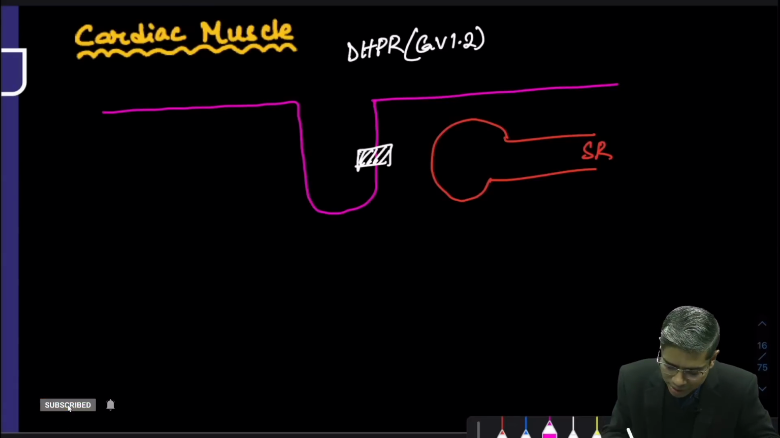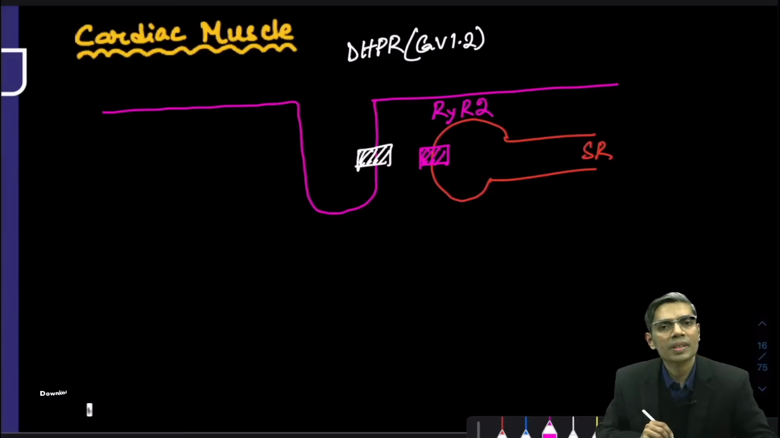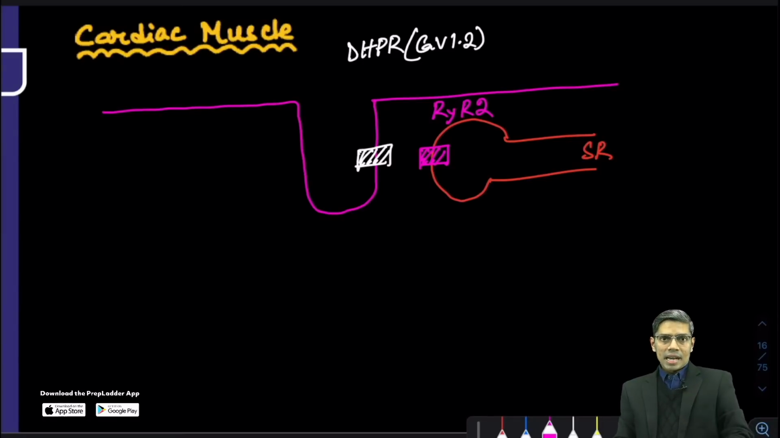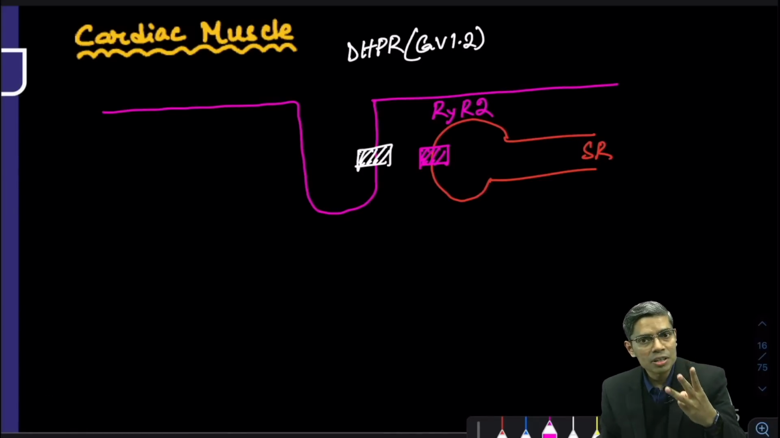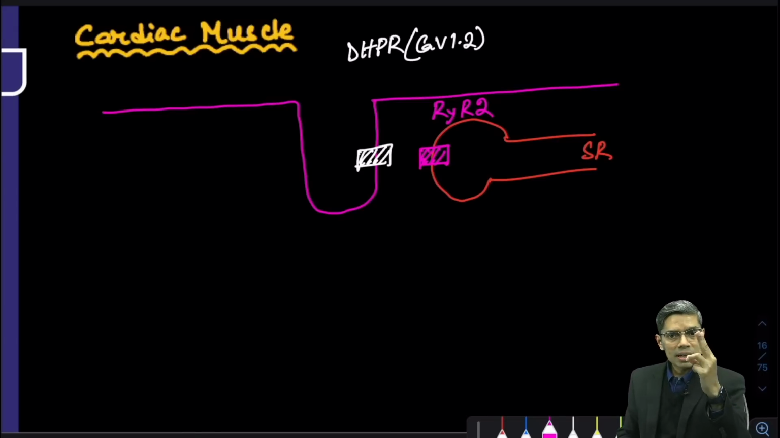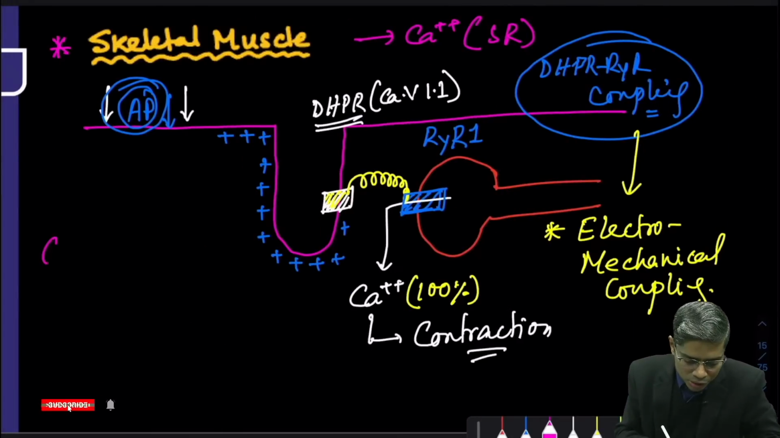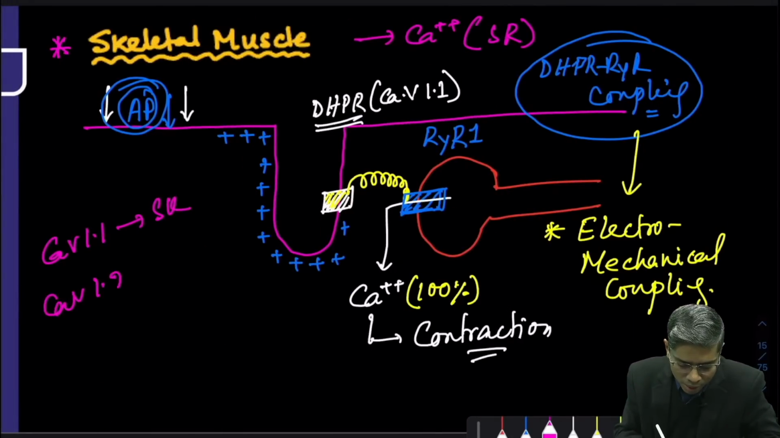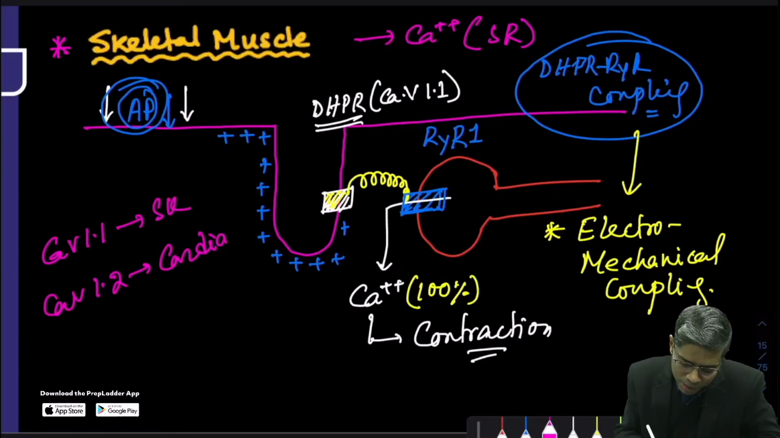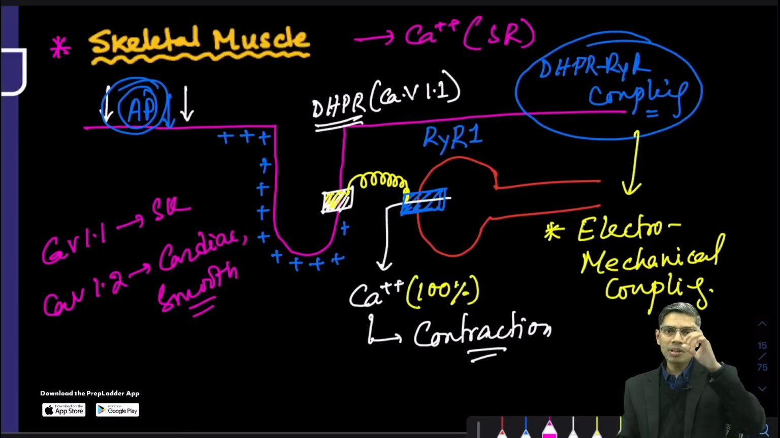And the RYR channel present on the sarcoplasmic reticulum is also different; this is RYR type 2. The ryanodine receptor is type 1 in skeletal muscle, type 2 in cardiac muscle, and type 3 in smooth muscle. There are 3 varieties of ryanodine receptor. So skeletal muscle 1, cardiac muscle 2, smooth muscle 3. And for the calcium channel we are discussing, CAV 1.1 is present in skeletal muscle. CAV 1.2 is present in cardiac muscle and also in smooth muscle. So in both cardiac and smooth muscle, it is CAV 1.2.